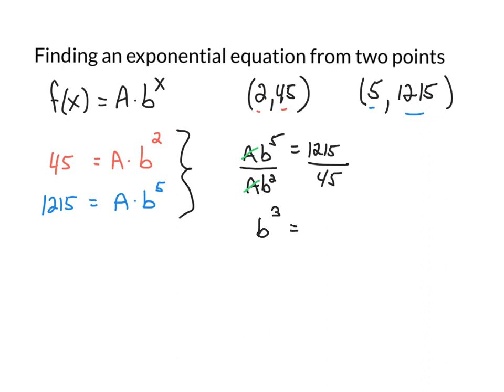And over here, if I do 1,215 divided by 45, you can plug that into a calculator, you could do it out, and what you end up getting is 27. All right, so I get this new equation, b cubed equals 27. So this looks very manageable to me. Right, so I have b cubed is 27. I feel like this is something that I could solve.